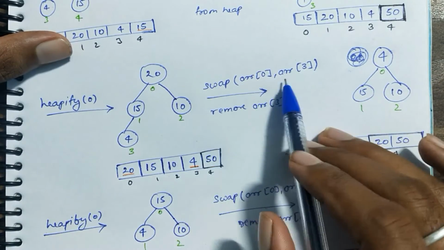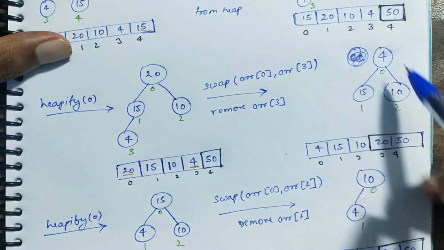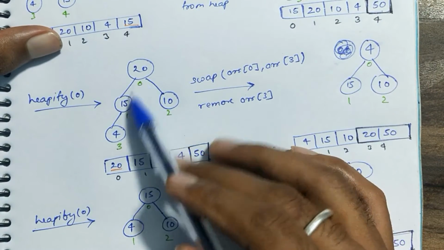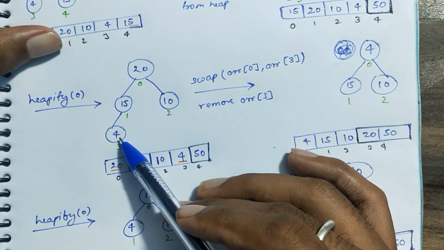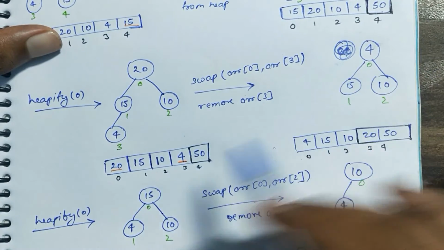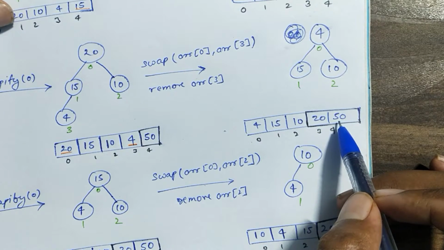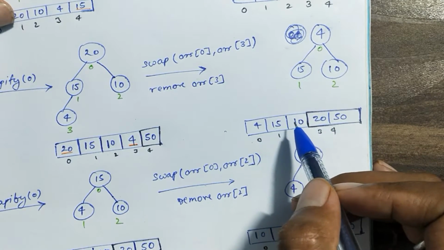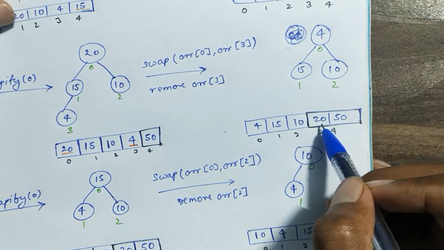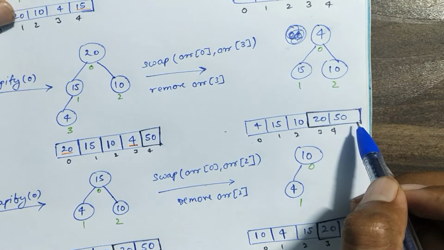So we have swapped 20 and 4, so 4 will come here at the place of 20, and 20, after coming at the last place, will get removed. So 20 will come here, and 50 has already come to its original and final place. 20 will also come to its final place. So after performing the operation 2 times, we will get 2 maximum elements at the 2 last positions.